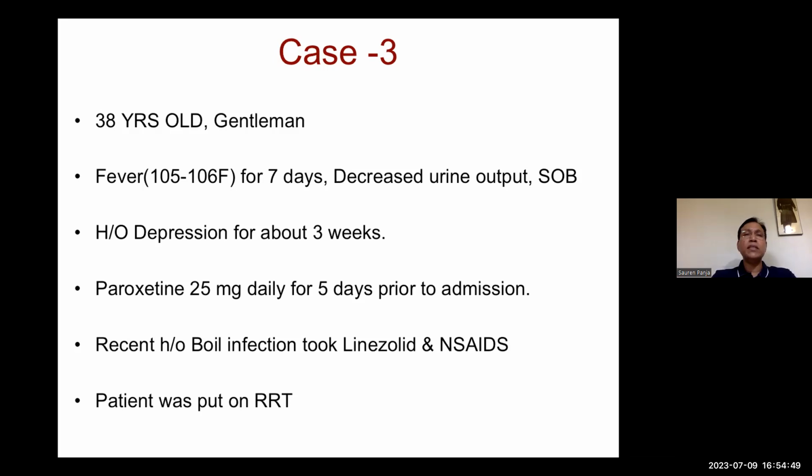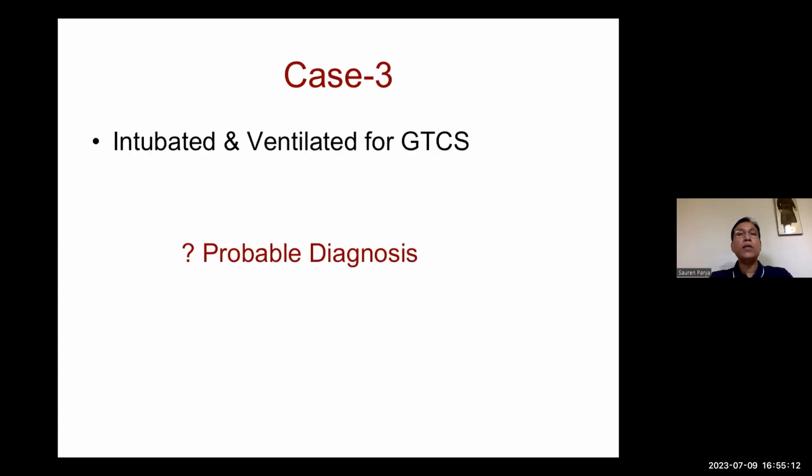So with this history, can you judge or guess anything? I will give the answer, because I am not keeping the details, as we want to move on. That is why I kept only a very small glimpse of the case. The patient was put on renal replacement therapy for acute renal failure when he was transferred to our side. He was also intubated and ventilated later for GTCS.